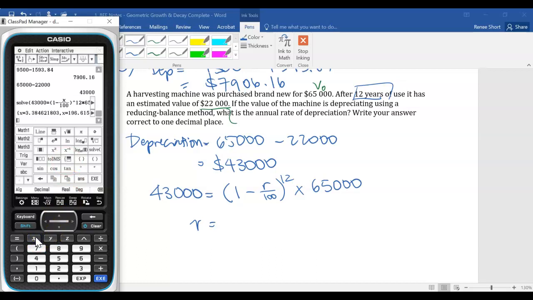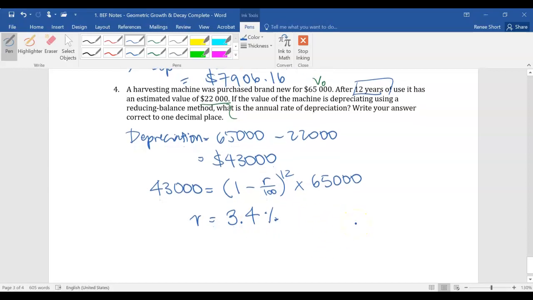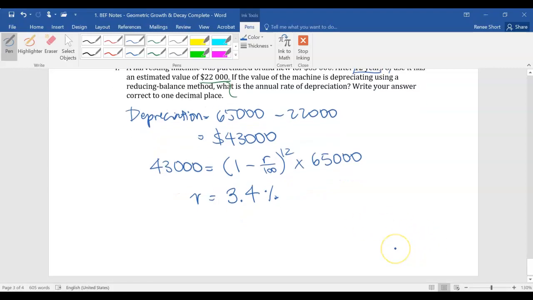This is going to give me a few values here, and so I want to pick that first value that we've got there, 3.38%. It said write an answer to 1 decimal place, so that's going to become 3.4% as the rate of depreciation there. So that's saying that each year the harvesting machine is losing 3.4% of its value, and then that's calculated again the next year, and so on.